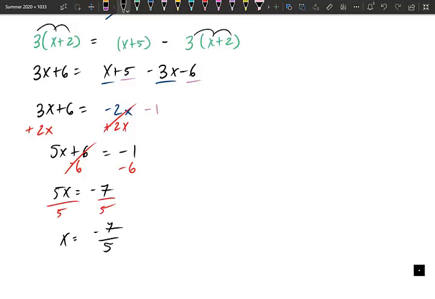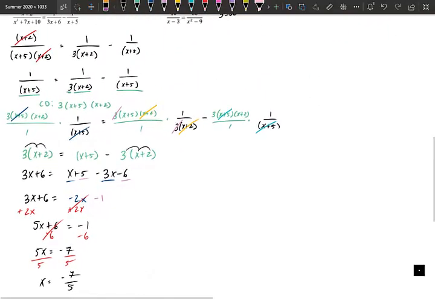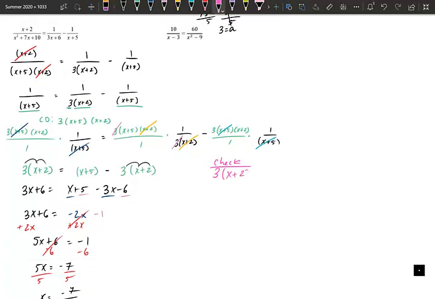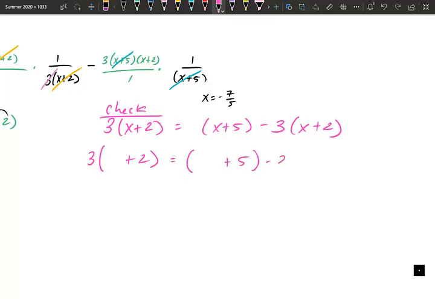Now let's see if it works out. So we got to plug it back in. We can plug it back into the original, or we can plug it back into this equivalent form. I'm plugging it back into the equivalent form, which is, we're checking, it's 3 times x plus 2 equals x plus 5 minus 3 times x plus 2. So let's plug it in. It's negative 7 over 5. So we have 3 times x plus 2 equals x plus 5 minus 3 times x plus 2, and that x is negative 7 over 5.